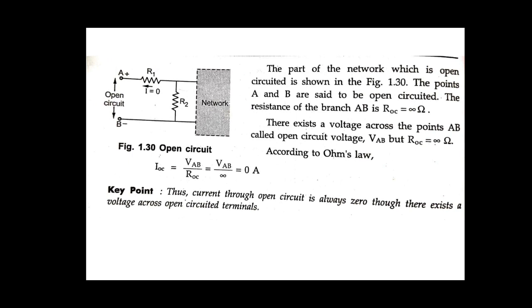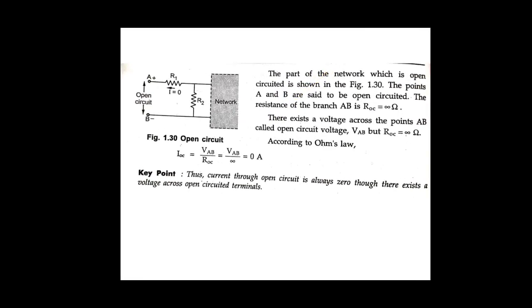Once again I am repeating, in a short circuit there is a current flowing through the short circuit and the voltage is 0, but in an open circuit there is a voltage across the terminals but the current is 0. You just remember these 2 points.